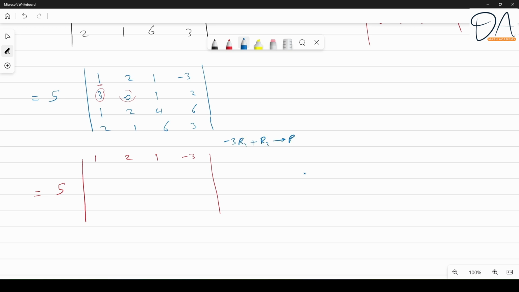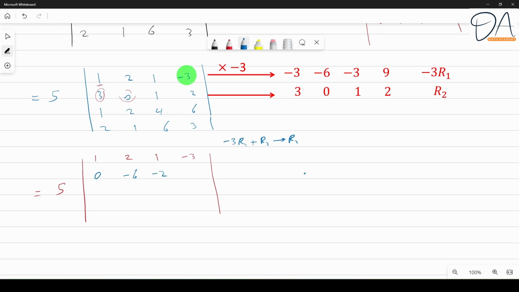That gives us R2. So minus 3 times 1 gives you minus 3, and you add it to 3, get 0. Minus 3 times 2 gives us minus 6. You add it to 0, gives you minus 6. Minus 3 times 1 gives you minus 3, plus 1 gives you minus 2. Minus 3 times minus 3 gives you 9, plus 2 gives you 11.